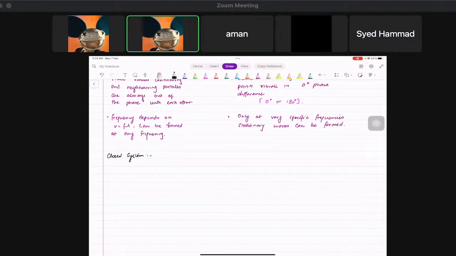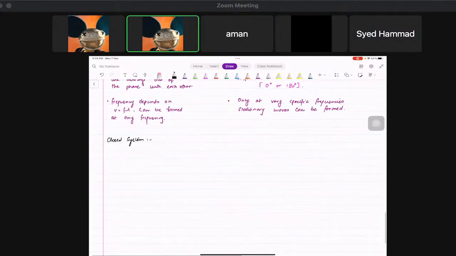Now, in a closed system, basically it means that there are two ends which are completely closed like this. So between that, you can have a string or something, and we can say that this length of the string is L. Let's call this L.